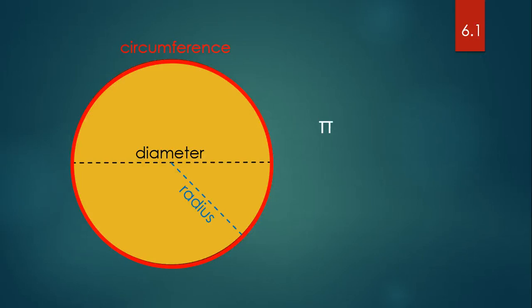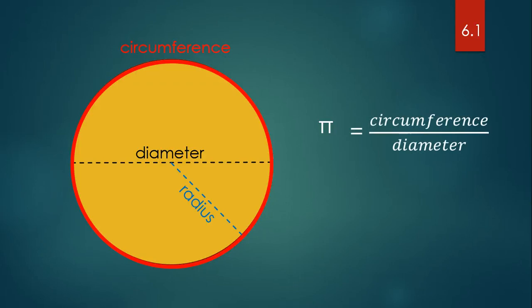Pi is an irrational number that is the ratio of the circumference of a circle to its diameter. And this ratio is going to be the same ratio for every single circle, which is why pi is a constant that's approximately equal to 3.14.